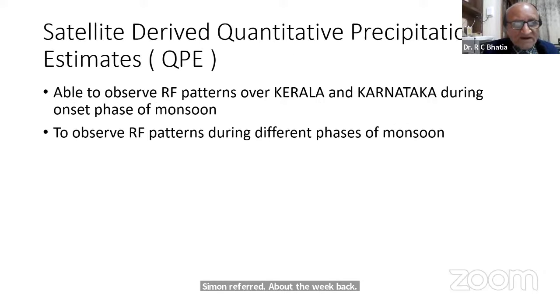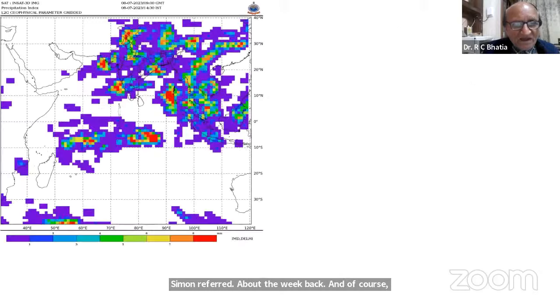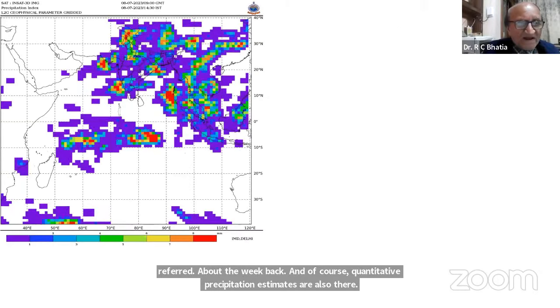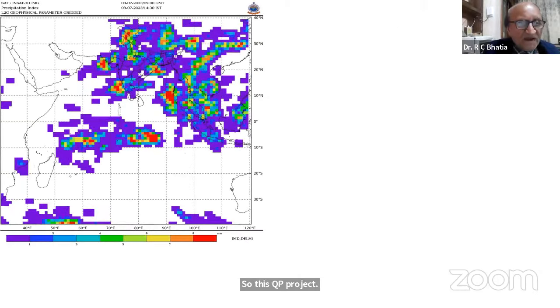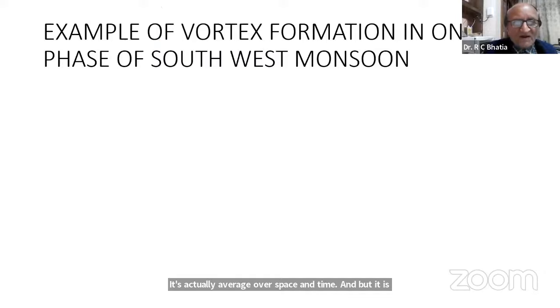And of course, quantitative precipitation estimates are also there. So this QPE product, again, it brings out the rainfall. It is quantitative estimation. It's not an average, it's actually an average over space and time. But it is useful to find out how far the monsoon has progressed and so on.